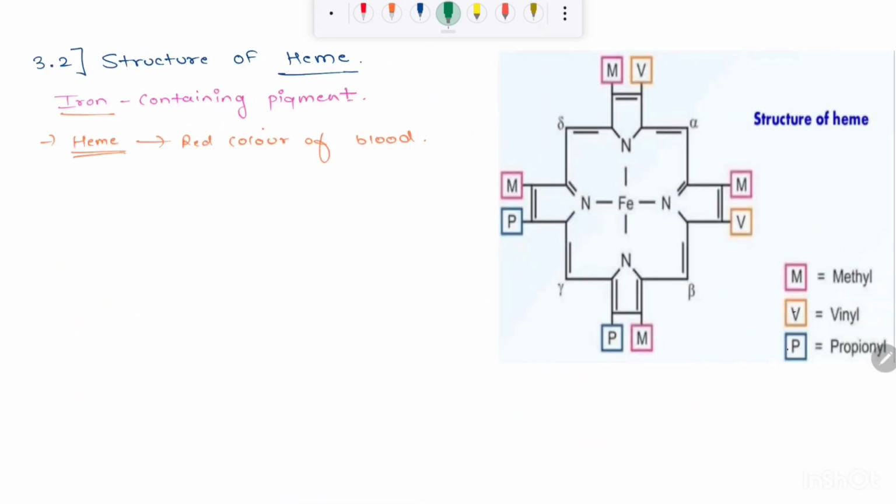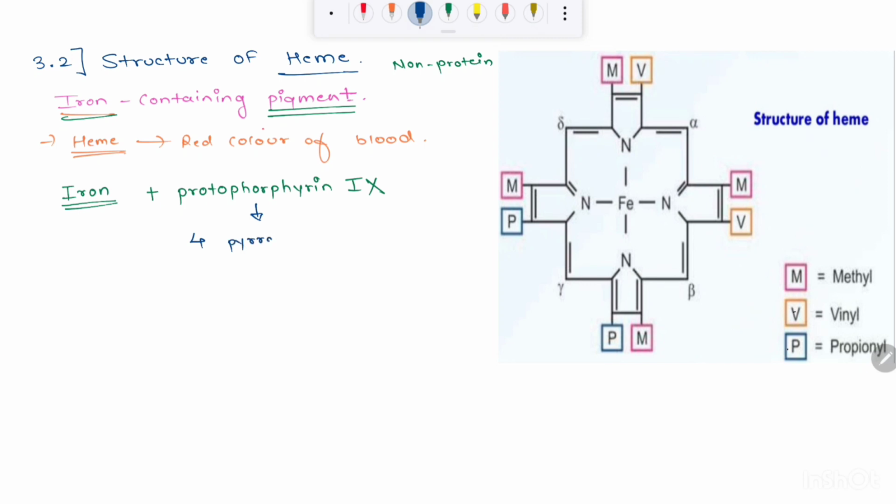Now let's study the non-protein part of hemoglobin, that is heme. Heme is an iron-containing pigment. The red color of the blood is due to the presence of heme in the hemoglobin, or particularly you can say iron. So heme consists of iron and a porphyrin molecule called protoporphyrin 9. This protoporphyrin 9 consists of 4 pyrrole rings. These rings are attached to each other by means of methane bridges.